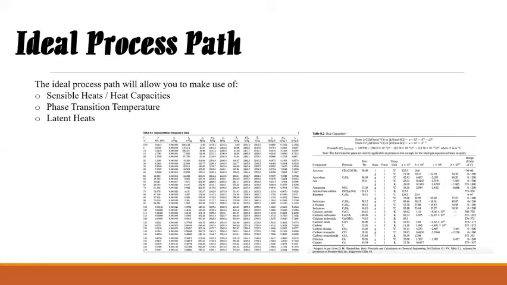The ideal process path will allow you to make use of the sensible heats or the heat capacities, phase transition temperature, and also the latent heats. All the data for these properties, we can find in the properties table, which has already been identified through experiment.